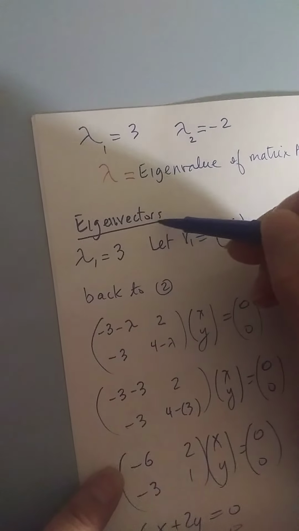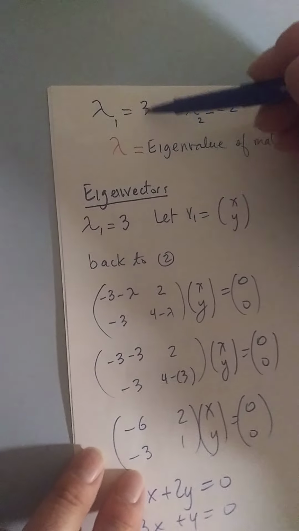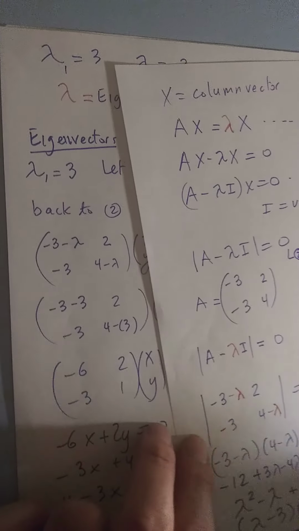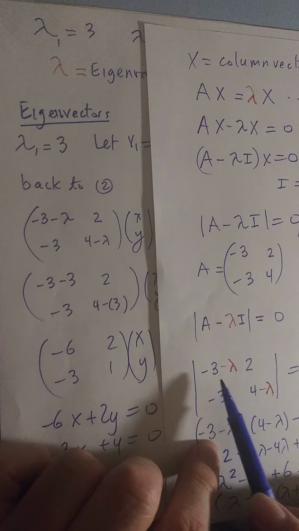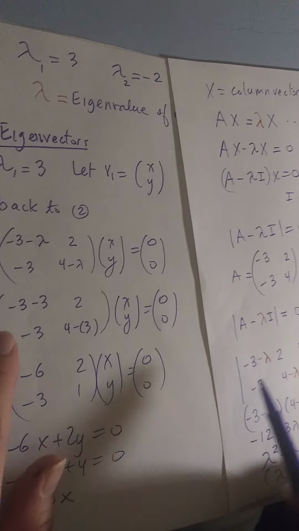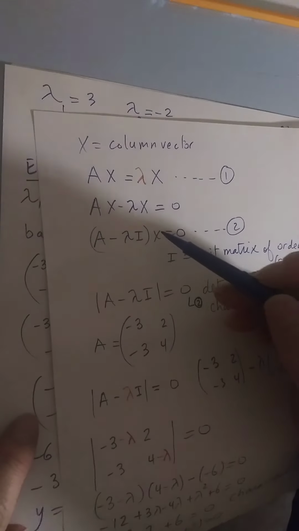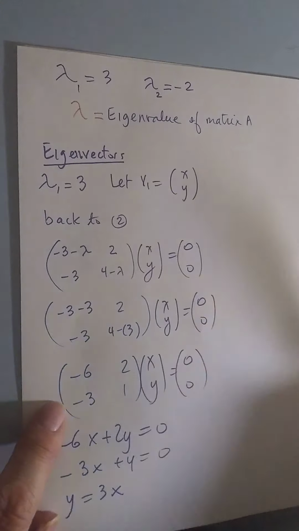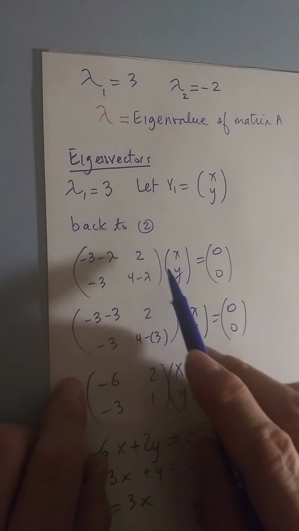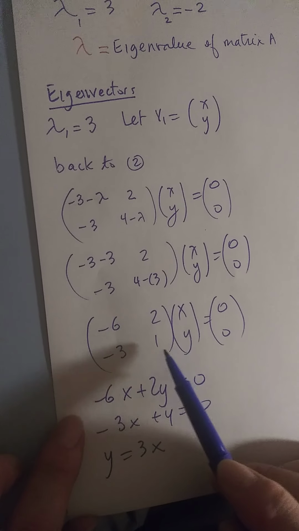For the eigenvectors corresponding to these eigenvalues, each of these eigenvalues is going to have an eigenvector. Now to find the eigenvectors, we start with lambda 1 equals 3. And let's call the eigenvector xy. Substitute back in equation 2, the characteristic equation: minus 3 minus lambda, 2, minus 3, 4 minus lambda, times the vector xy, should equal 0. Put the eigenvalue lambda equals 3 here, and you will end up with negative 6, 2, negative 3, 1, times xy equals 0.